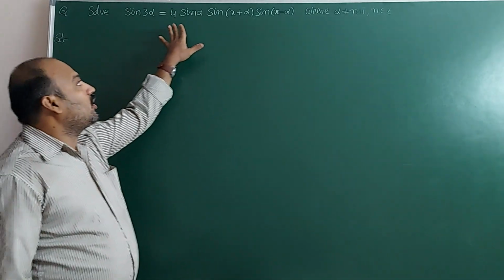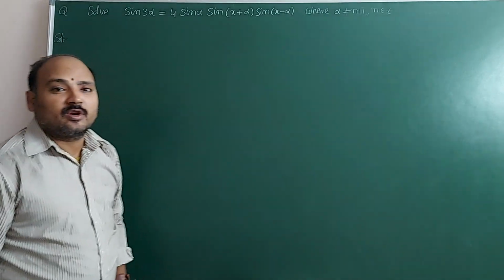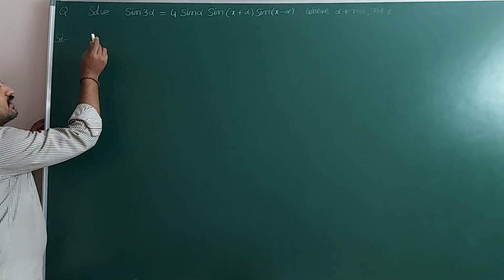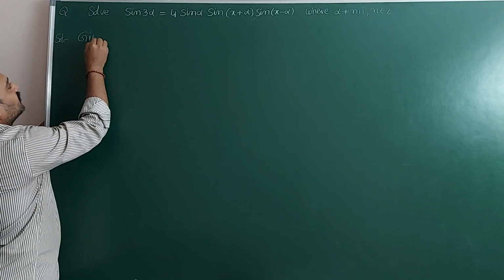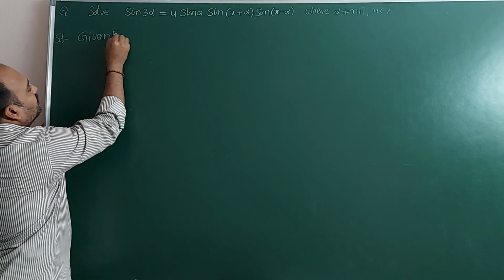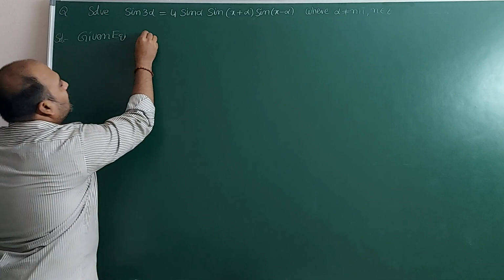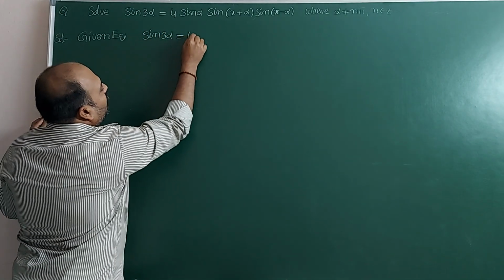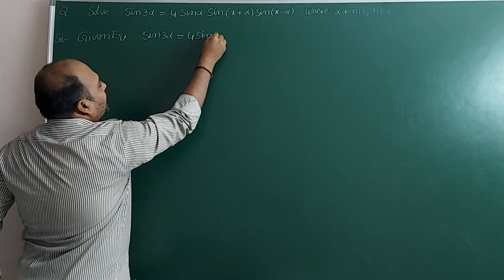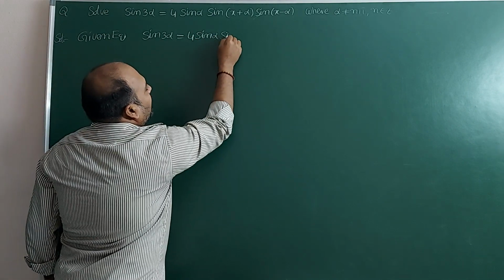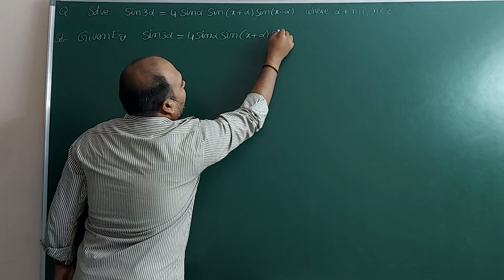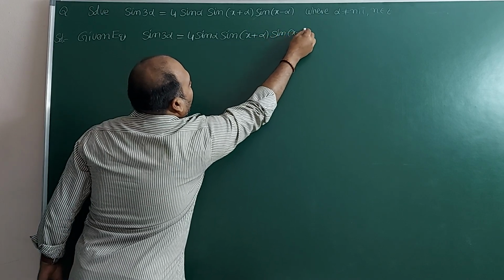Solve sin 3α = 4 sin α sin(x + α) sin(x − α). So first, you have to write the given equation: sin 3α is equal to 4 sin α into sin(x + α) into sin(x − α).